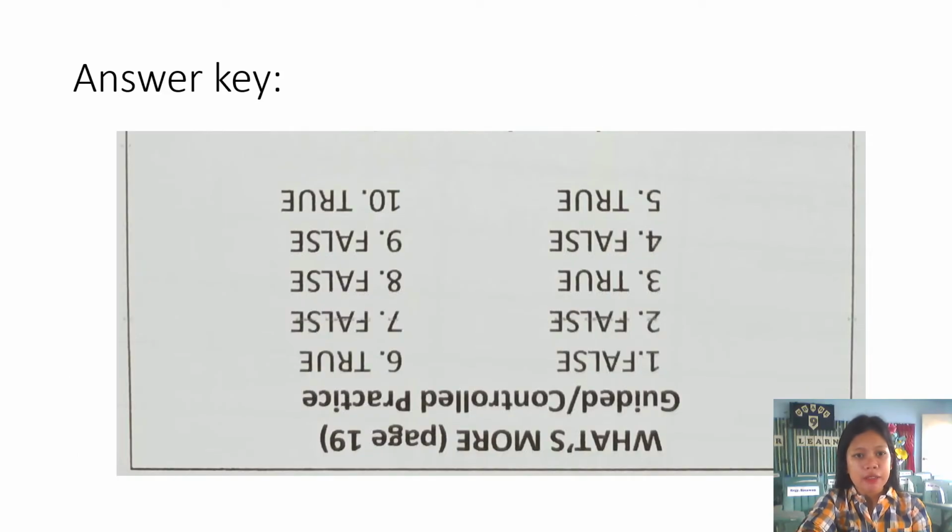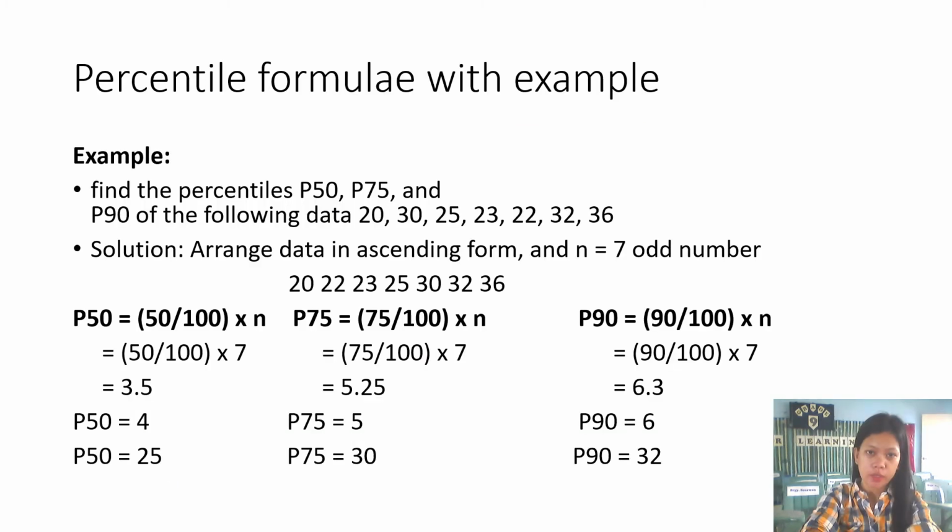So here we have the answers from the previous activity. Number 1 is false, 2 false, 3 true, number 4 false, number 5 true, 6 true, 7 false, 8 false, 9 false, and 10 is true. So how about if we have a problem?